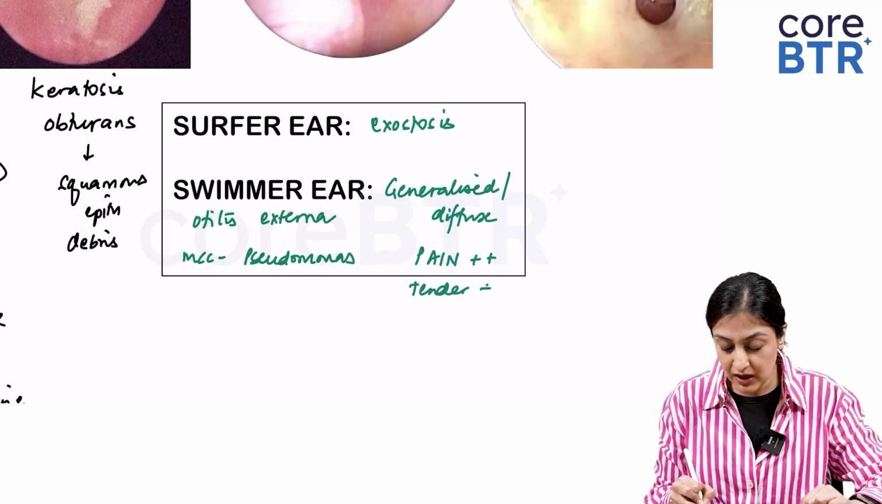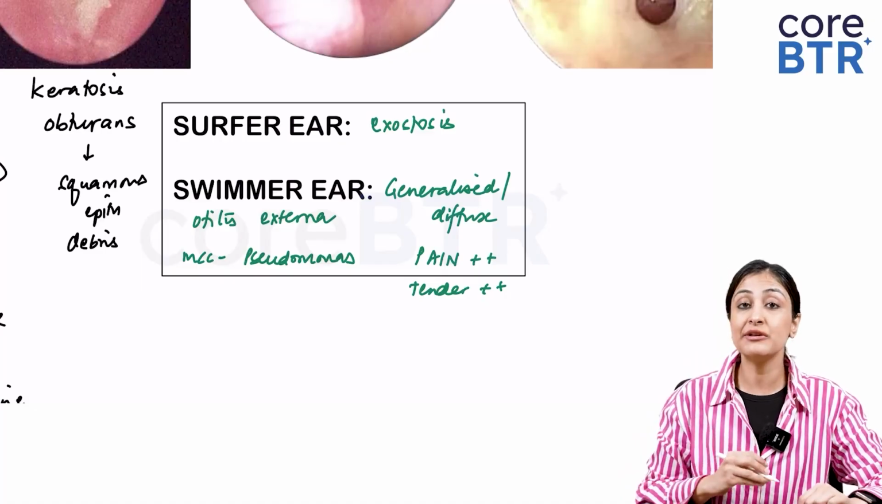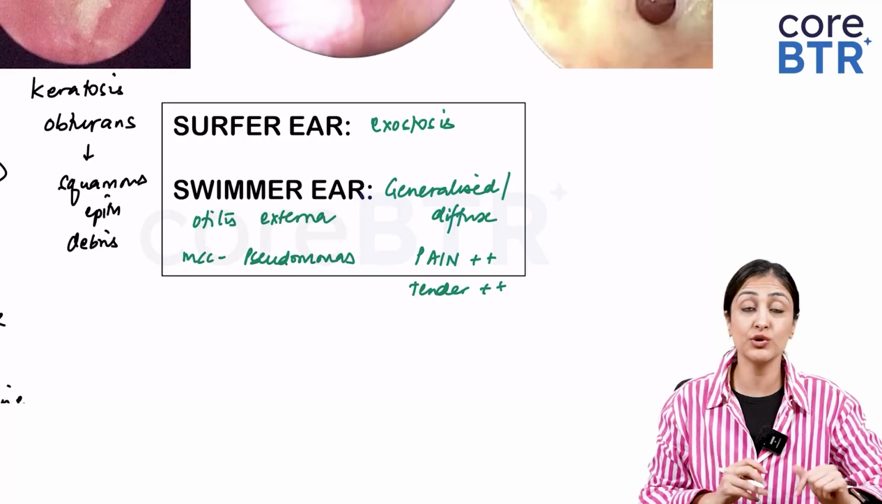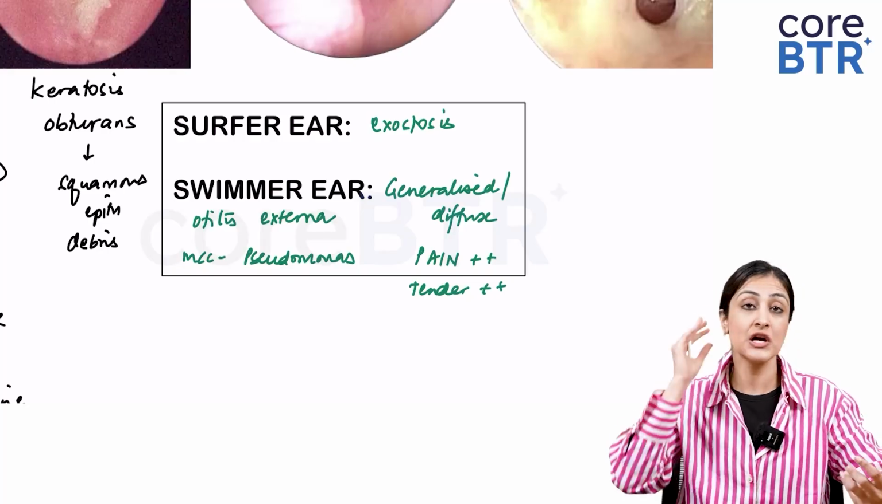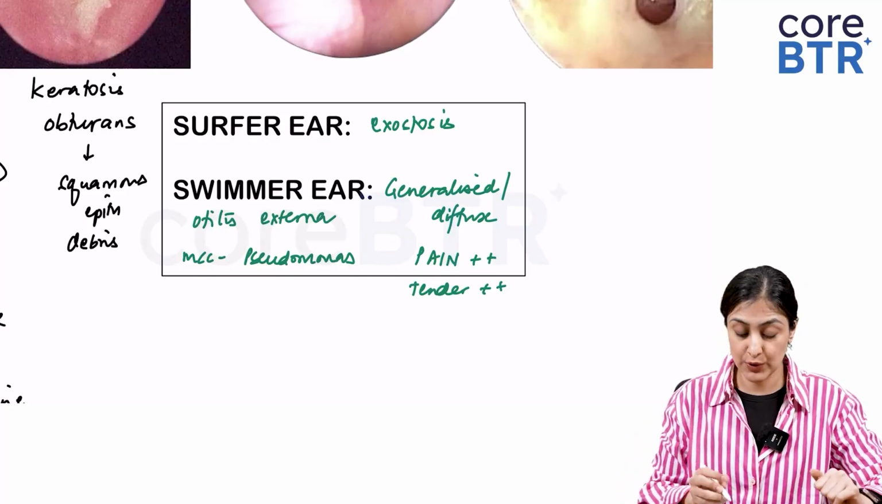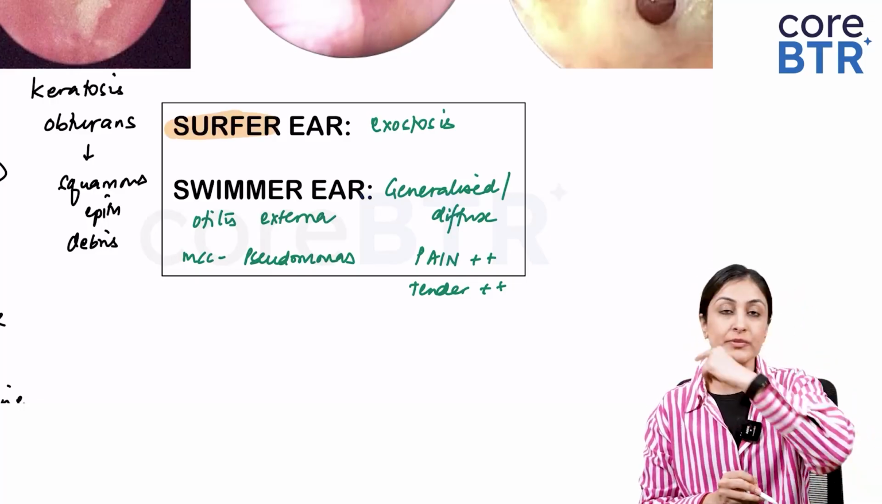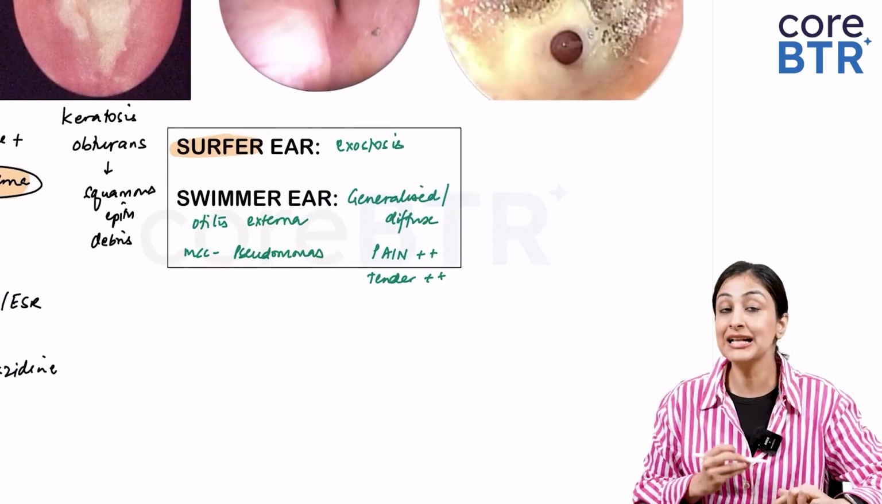They will not allow you to touch the pinna. That's how painful it is. So very painful, very tender, caused by Pseudomonas. Again, the treatment is antibiotics. So this is where you have a diffuse inflammation, happens more in swimmers. Okay, so surfer, high pressure, exostosis. Swimmers, infection of the external ear.